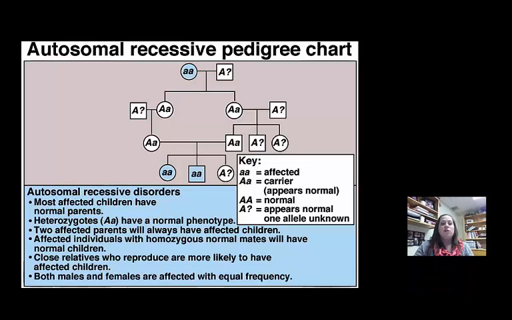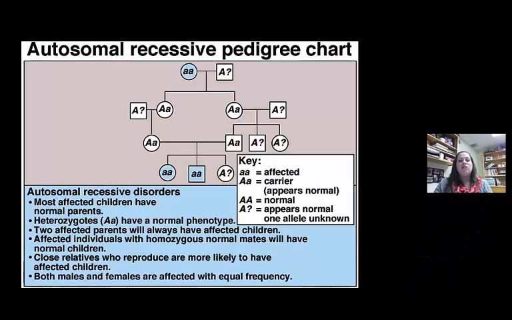With autosomal recessive disorders, most affected children have normal parents, so they don't really have an issue on the parent side, but the kids have it. If they're heterozygous, big A, little a, we don't see them having the problem. They're just carriers of it. Both males and females are affected equally. If we take a look at this, you can see there are 2 females affected, because females are represented by a circle. Males are represented by the squares.